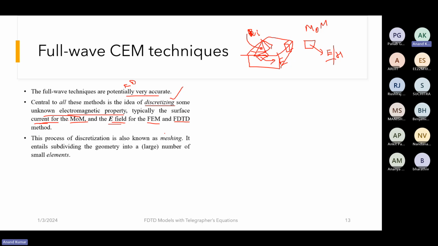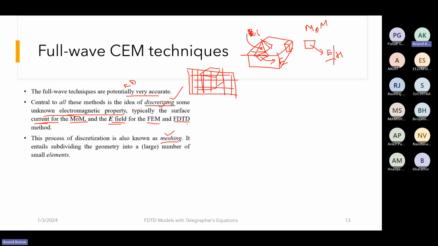Now, this process of discretizing is called meshing. So this term will appear quite frequently. It is both the discretizing term and the meshing term. In FDTD, as I said, we use square meshes. So if there is an object like this, and you take a cross section, you will find these square meshes across it.